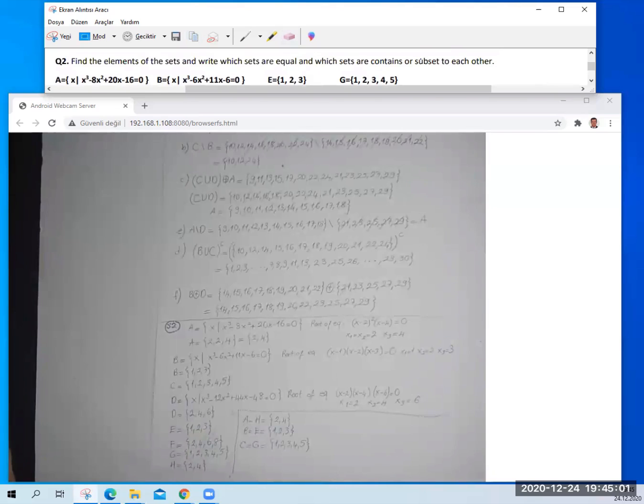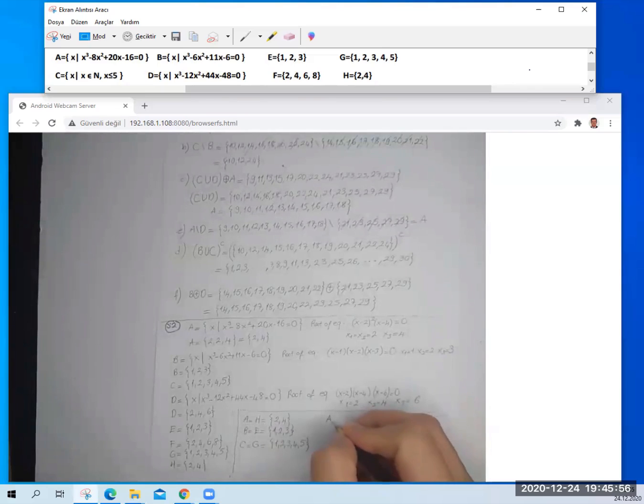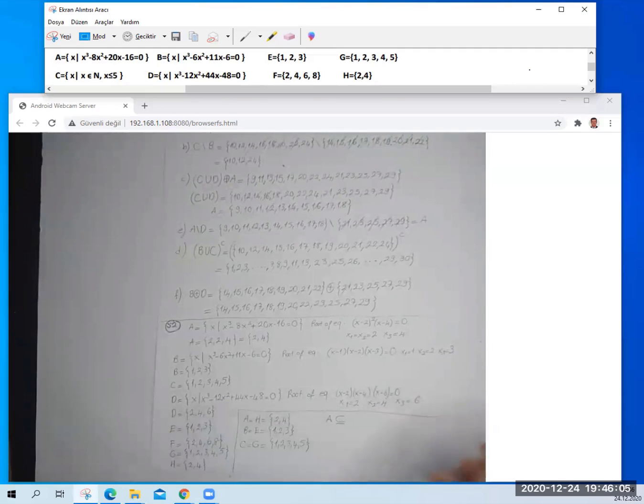These are the equalities, and now the contains or subset relation. Of course, there is, and we can see here G contains B, right? Or B is a subset of G and C, for both B and E, right? Okay, is there something with 2, 4, 6, and D? D also contains A or H, right? A or H is contained by D.